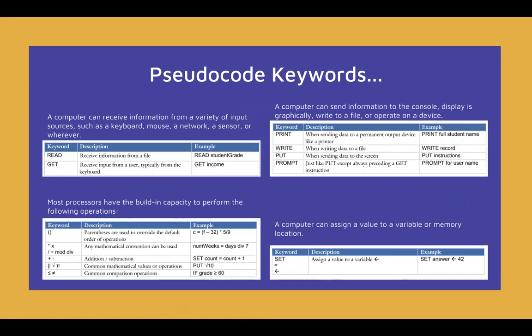At the top left, read and get are keywords we use when talking about a computer receiving information from input sources such as a keyboard, mouse, a network, or a sensor. Moving to the right, print, write, put, and prompt are keywords associated with sending information. At the bottom left is a list of built-in operators, and to its right are the keywords for assigning value.